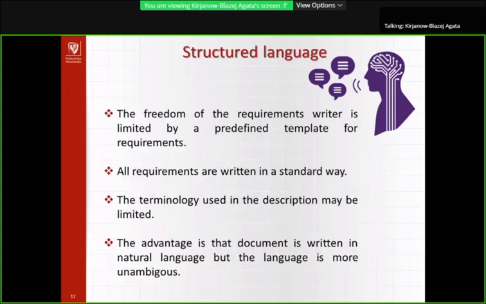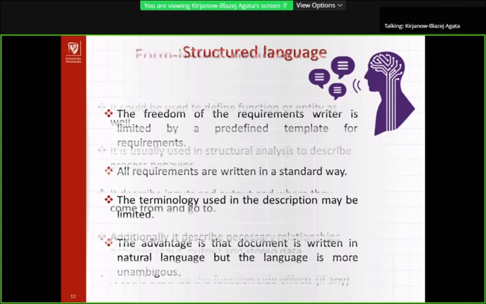And the next method is a structured language. The freedom of the requirements writer is limited by a predefined template for requirements. All requirements are written in a standard way, and the terminology used in the description may be limited. The advantage is that the document is written in natural language, but the language is more unambiguous.